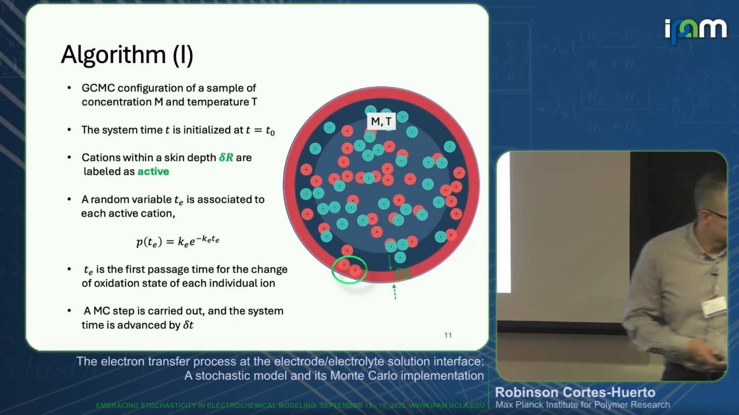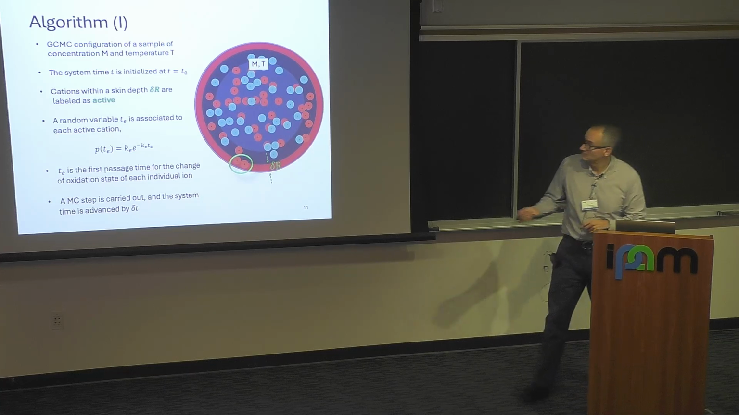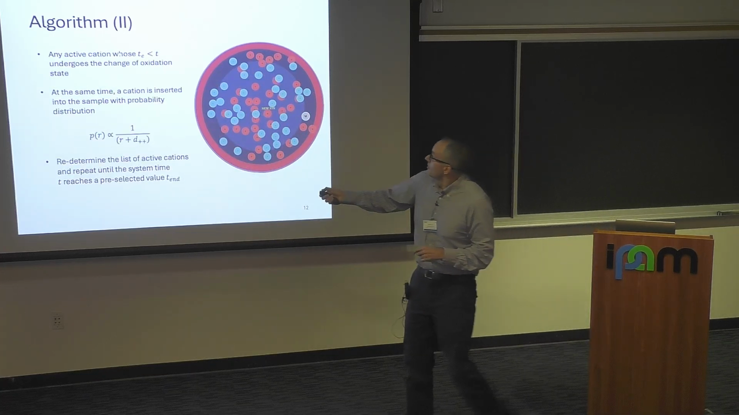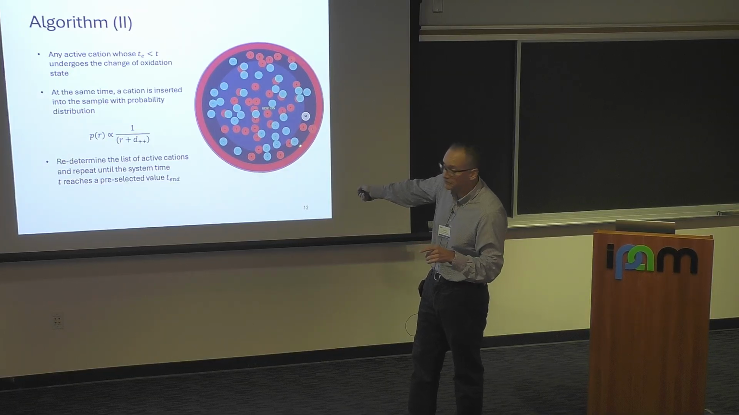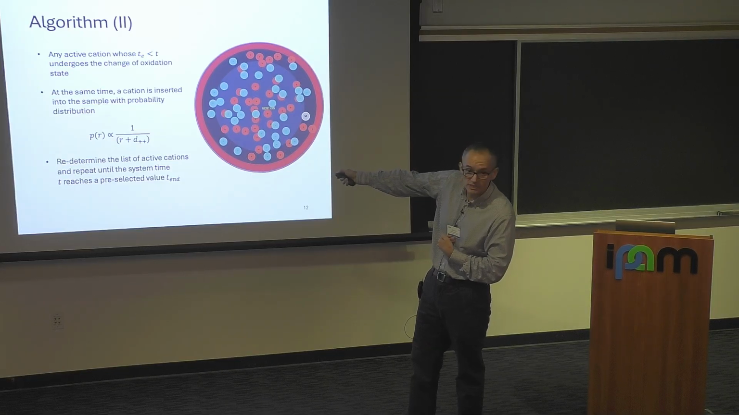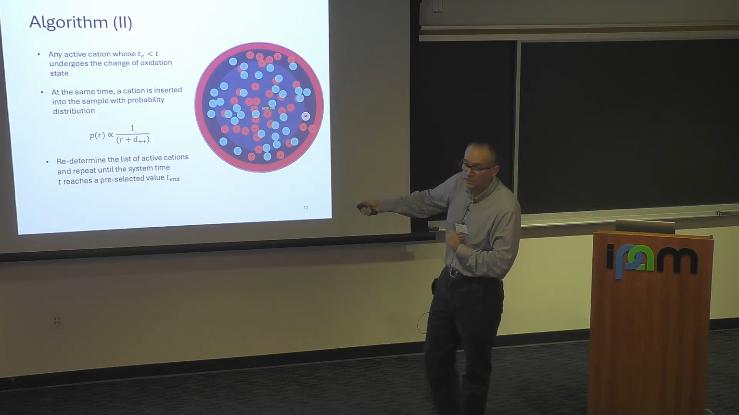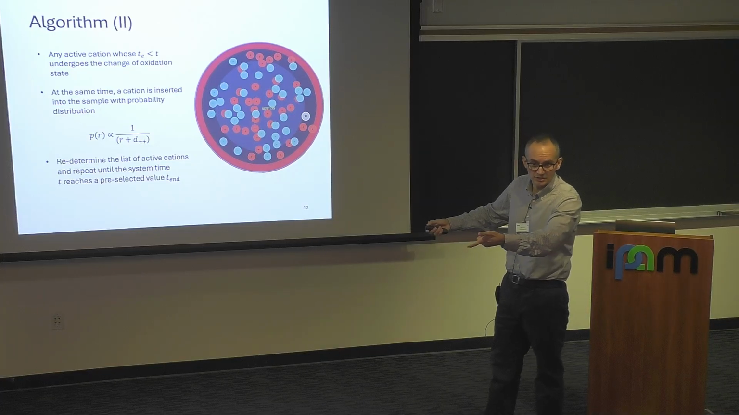Then what happens is that at some point you see which active cations I have. Every one has an associated time. There is a time for the simulation. And wherever this condition is fulfilled, then you have a change in oxidation state.